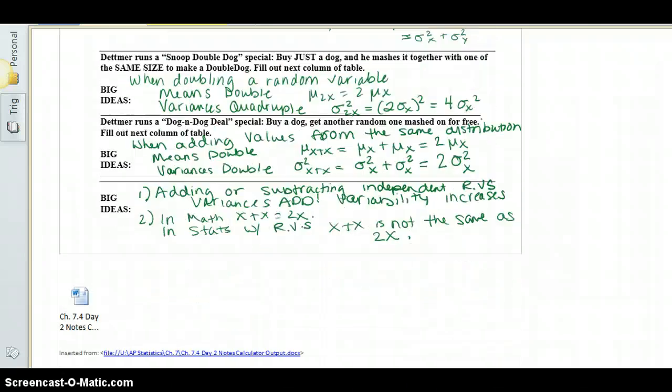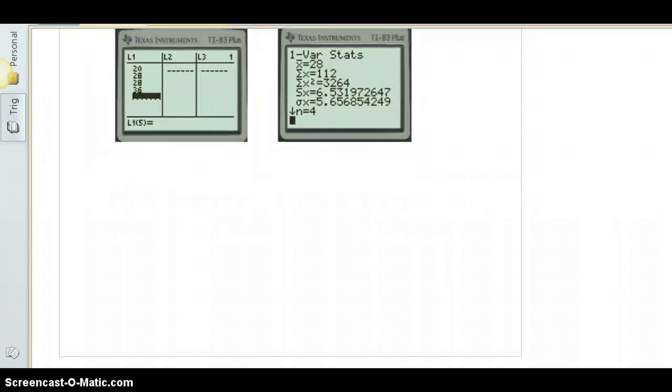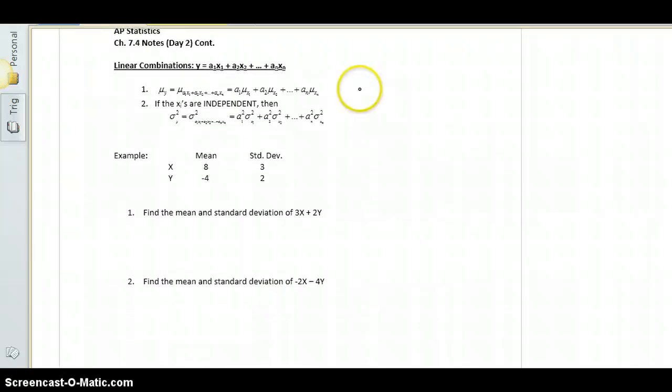So now we're just going to do a few more simple examples applying linear combinations. All right, so with linear combinations, for the mean, you can just add the combinations together. For variance, though, you need to make sure the variables are independent or this doesn't work. We wouldn't be able to use it with our methods in this class if the variables aren't independent. We don't have enough information. Okay, so we have this example up here. They're the same numbers as we saw previously. I want you to find the mean and standard deviation of 3x plus 2y.